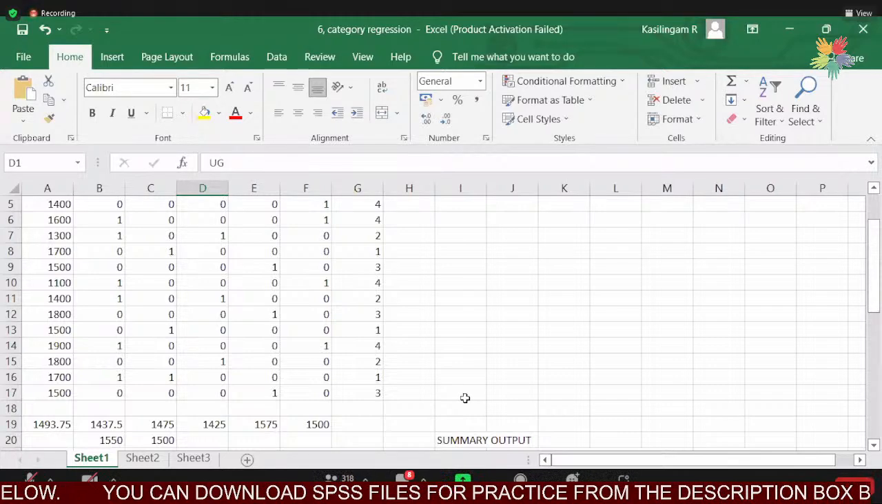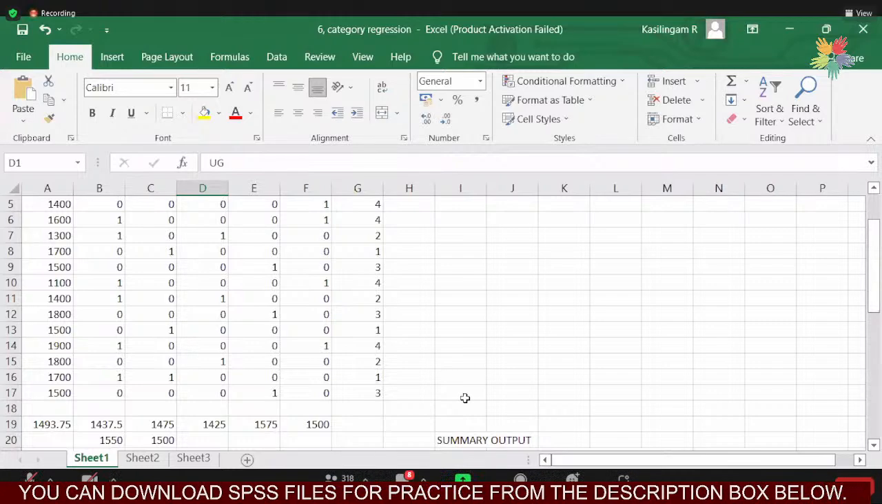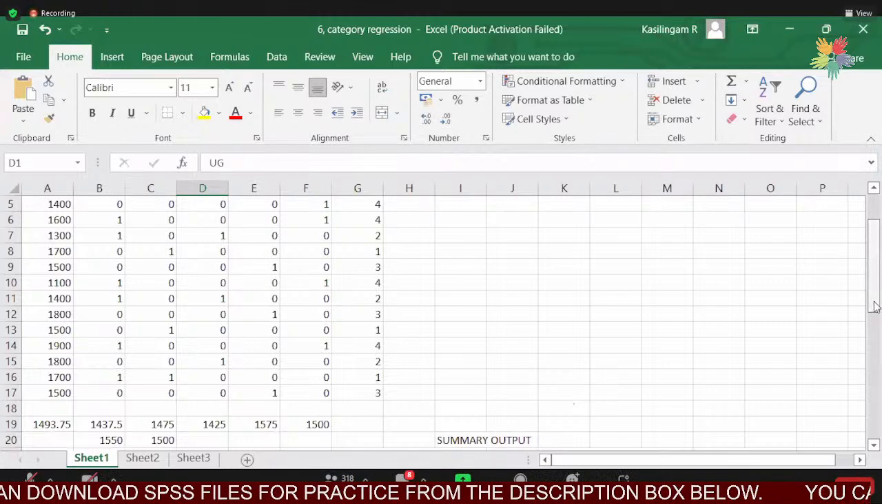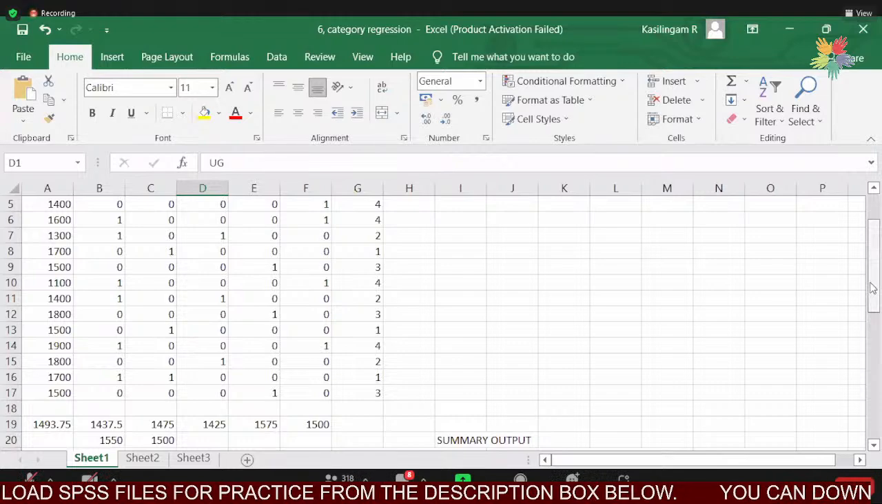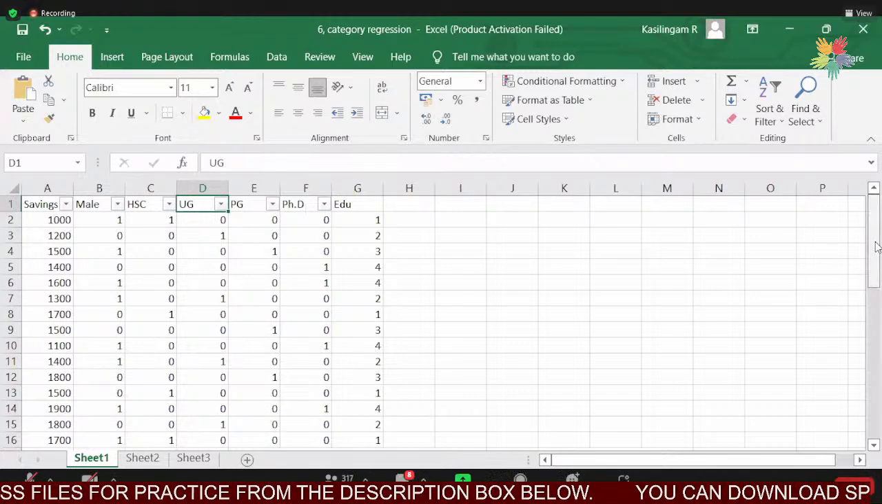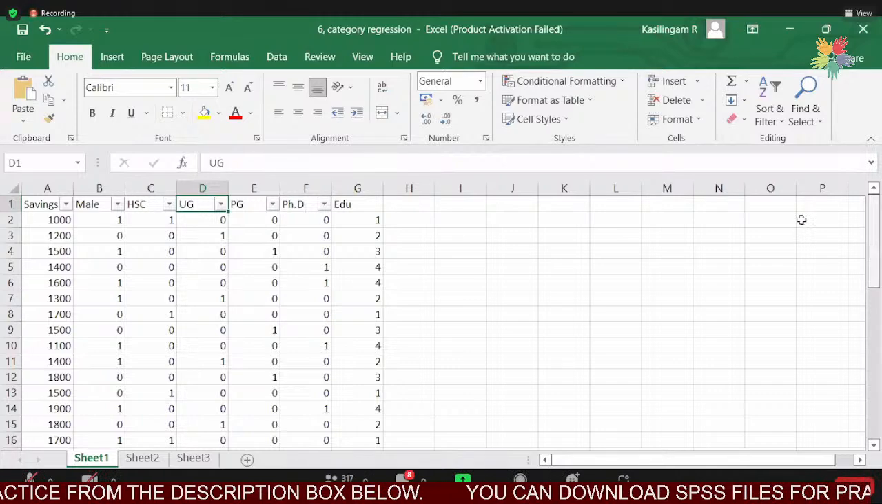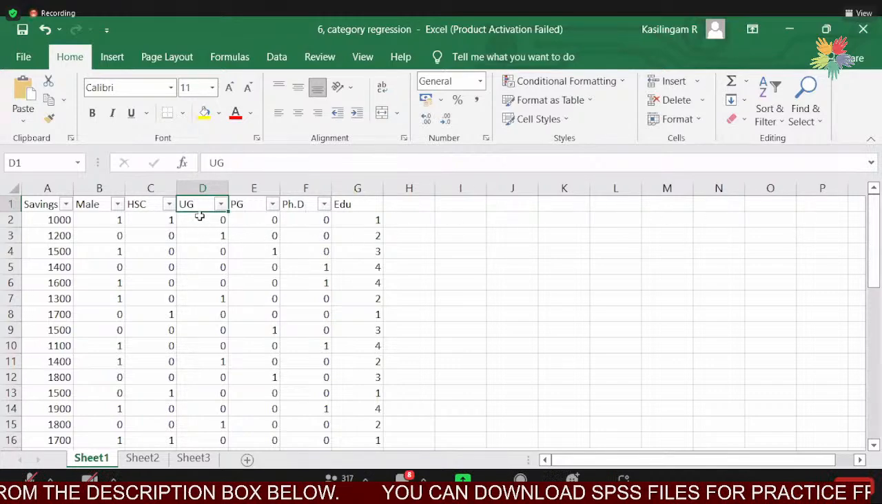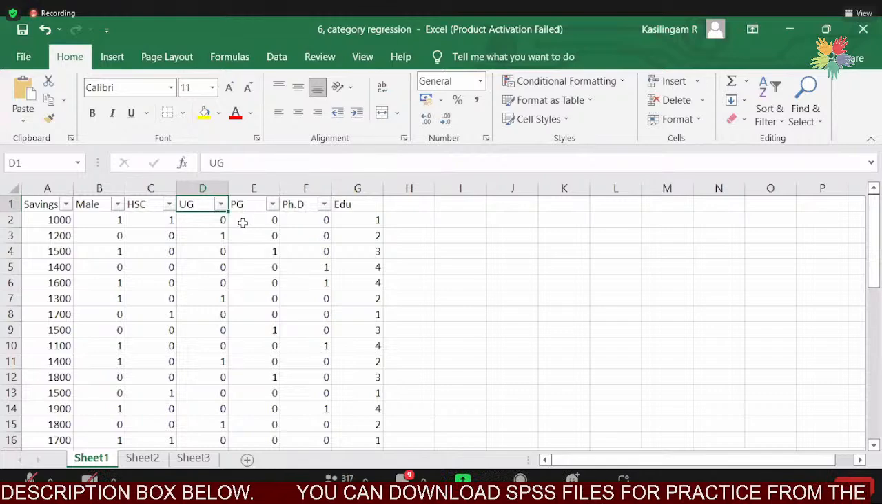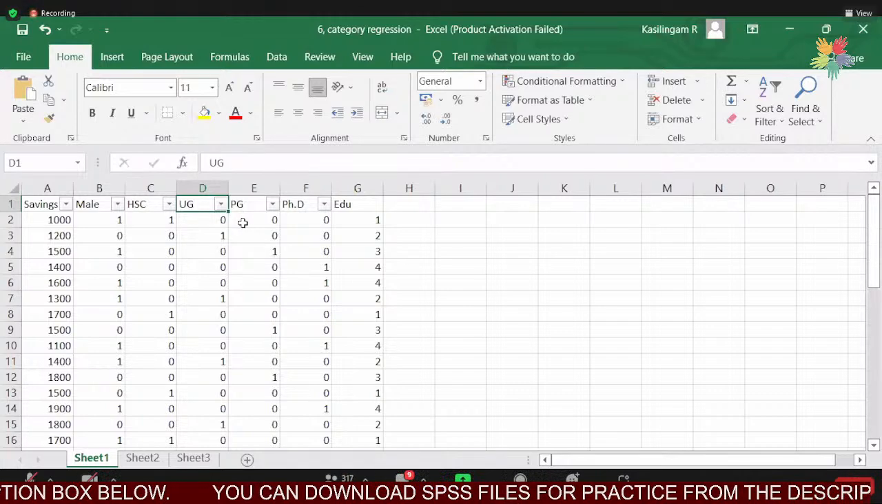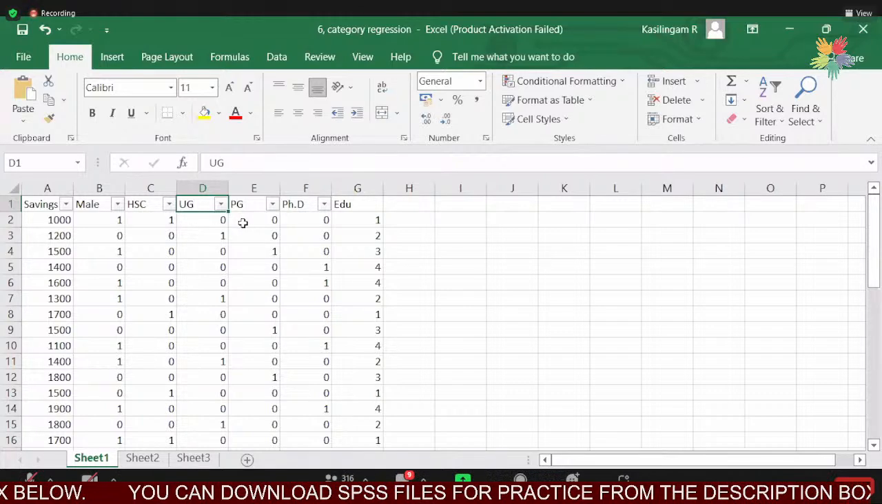Now, if somebody can tell me, I will be happy. What is the constant value I will get? What is the beta value for HSC? What is the beta value for UG? What is the beta value for PG? Now you tell me, I will be happy. Somebody?